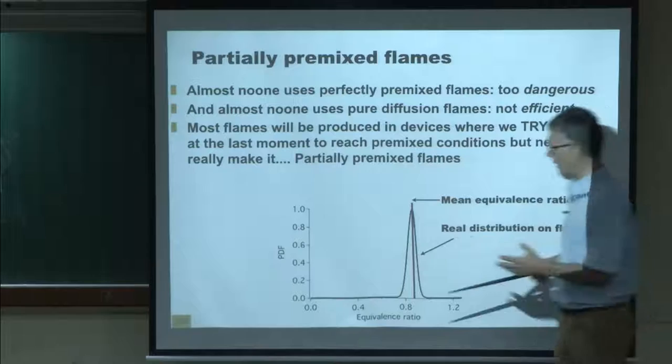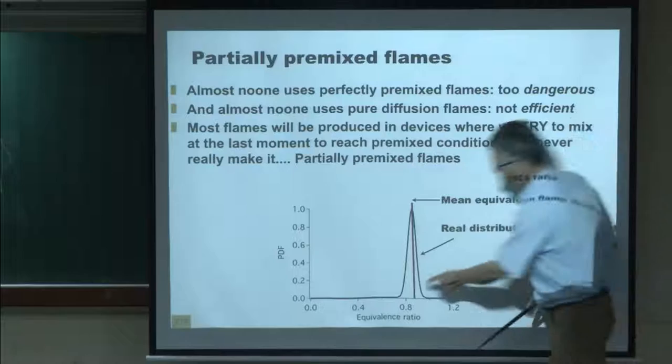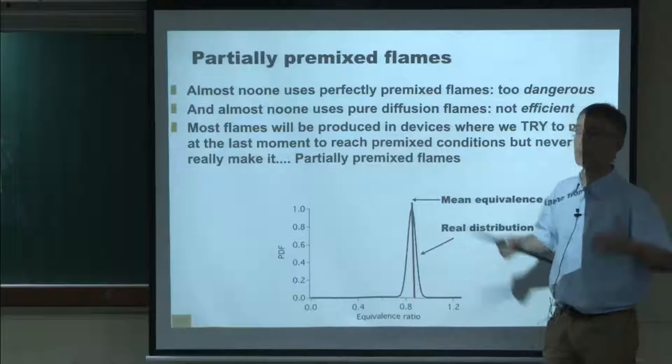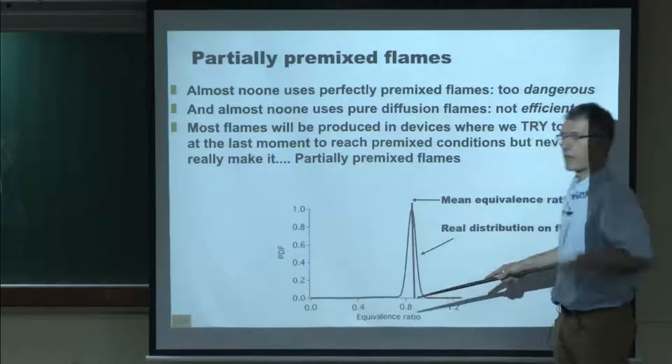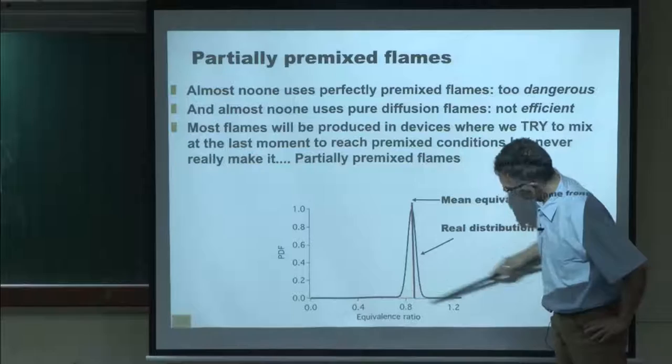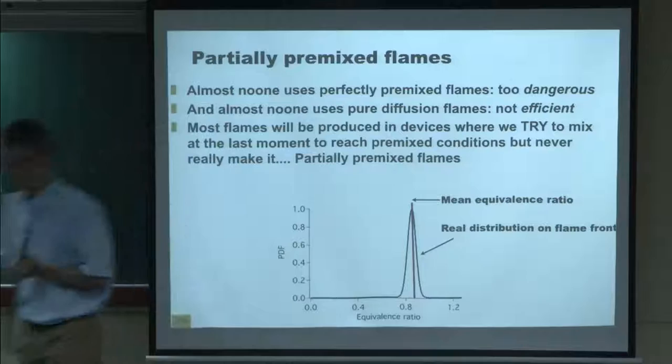Remember, if you put your mixer very far upstream of the burner, you will go to the perfect limit because you will have a long time to mix. It will be more dangerous. It will be more expensive. If you bring your mixing system close to the flame, then you will start spreading this value. So instead of having a premixed flame at 0.83, you will have a series of premixed flames going from 0.7 to 0.85. So for the modeling, it's not going to be a perfectly premixed flame. We call it a partially premixed flame.